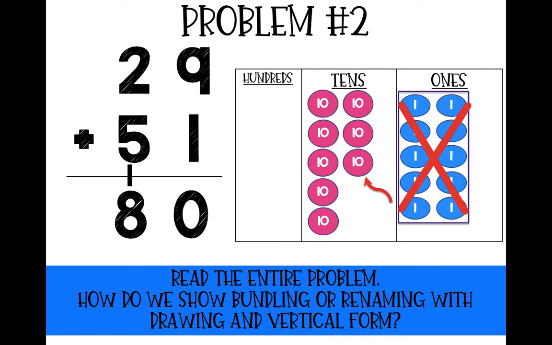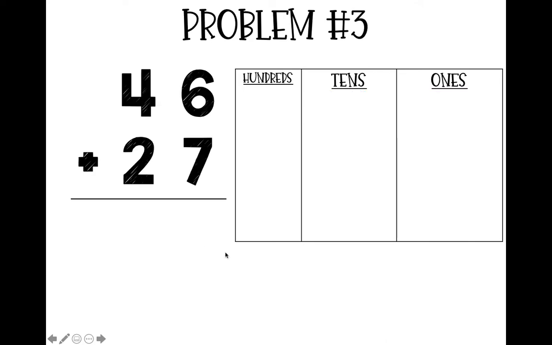And again, we showed this bundling or renaming with our drawing here, using our bundled ones with our arrow pointing to our new 10. And we showed that same thing on our vertical form by putting that 1 on the line in the tens place to show our new 10. Great job, friends. Let's try another one.